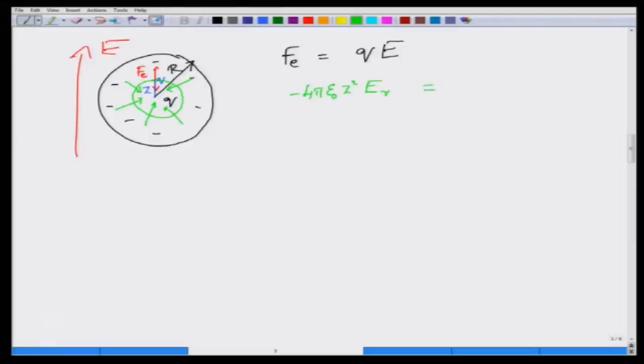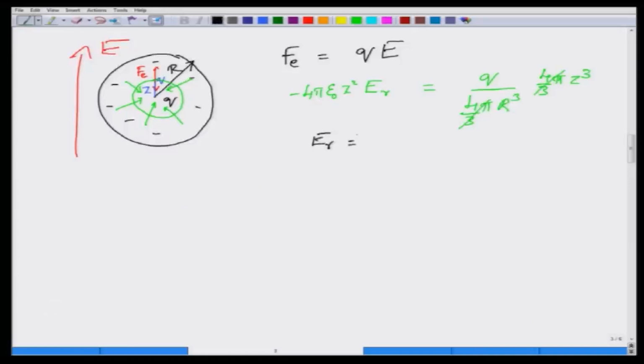This must be equal to the total charge enclosed by this volume. How much charge is enclosed? Well, I know the charge density. The charge density is q divided by 4 by 3 pi r cubed. However, the fractional charge enclosed by the sphere of radius z will be given by 4 by 3 pi z cubed. You can equate the two. So the 4 by 3 pi on both sides cancel, and we find the expression for the electric field.